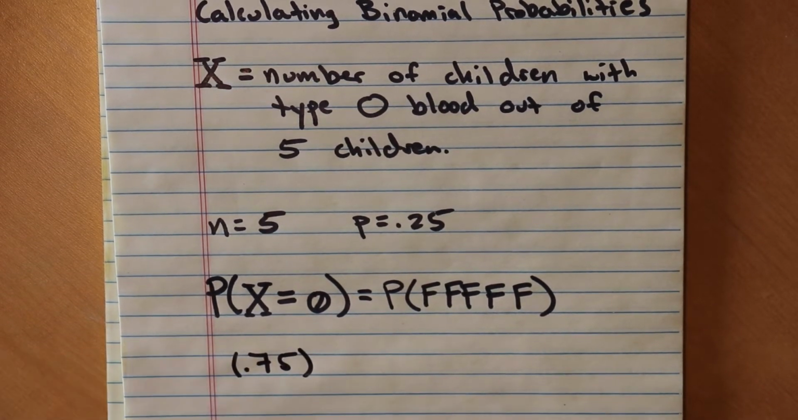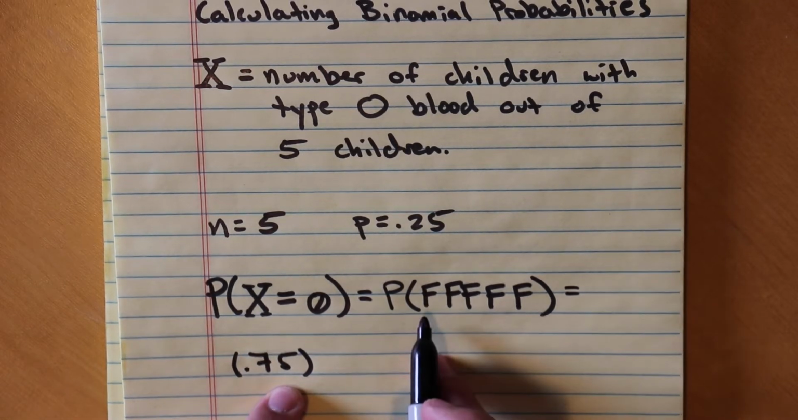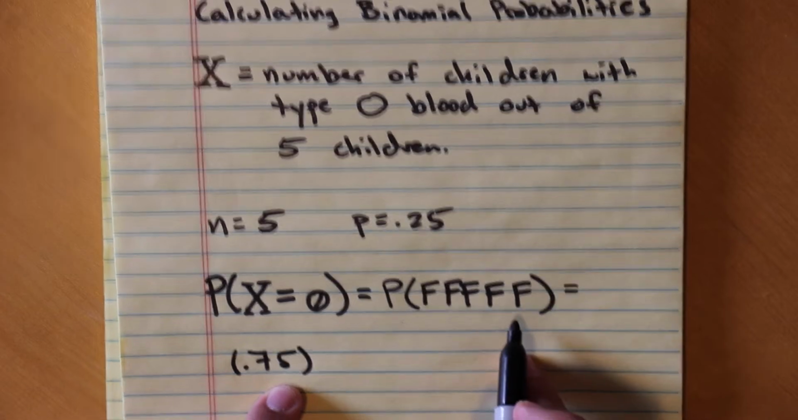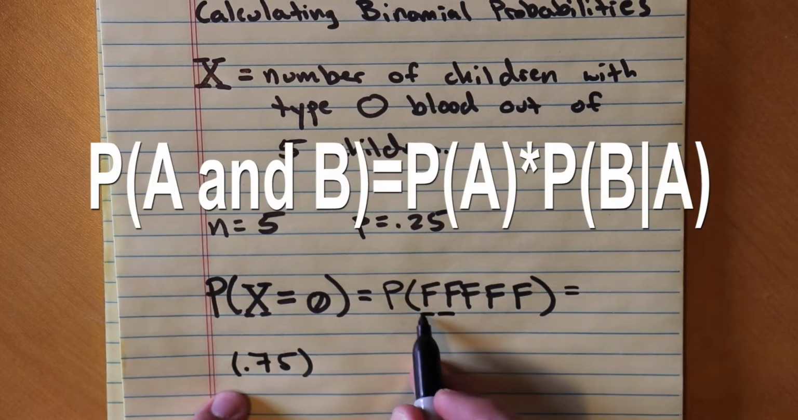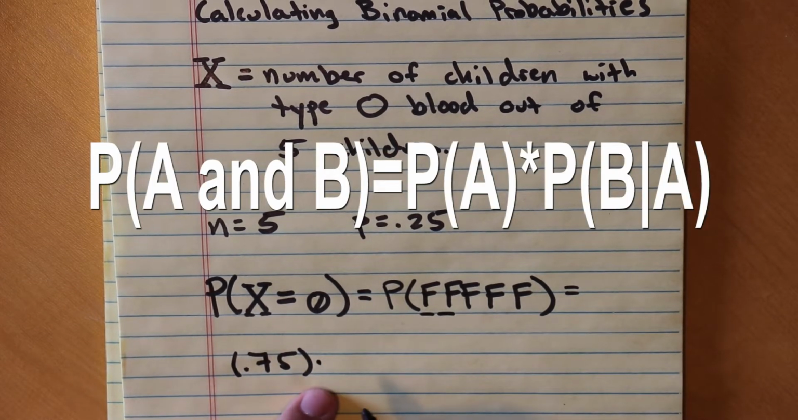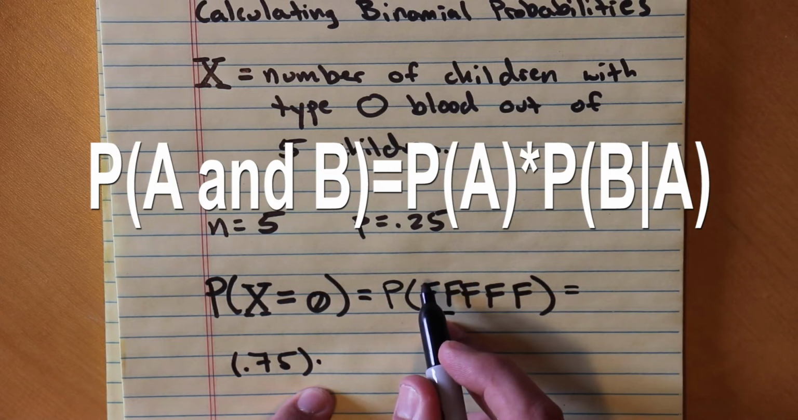The next kid is not going to have type O blood as well. We want this and this and this and this and this to happen. When and statements are happening, that means we can multiply probabilities. So you take the first outcome, times it, since it's an and statement, by the probability of the second outcome given that the first one occurred.